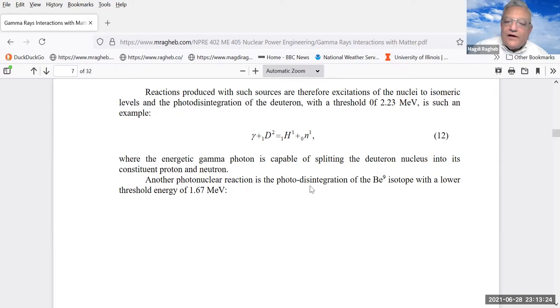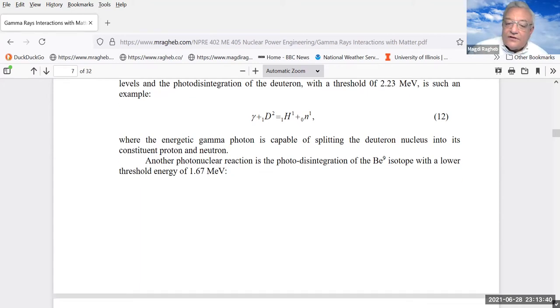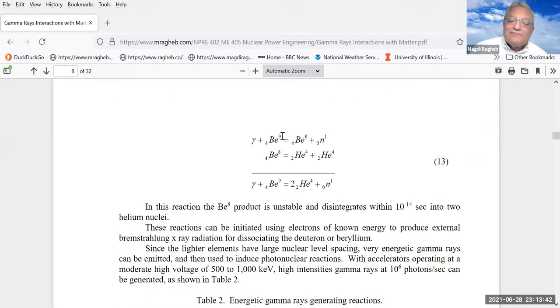Another photonuclear reaction is when gamma photons act on the beryllium-9 isotope. And it has a very low threshold energy. So if the photon has an energy of 1.67 million electron volts, it can split, literally split, the beryllium-9 nucleus. So gamma plus beryllium-9 gives us a neutron, and beryllium-8 is generated by balancing the equation. 4 and 4 here, and 9 becomes 8 plus 1.